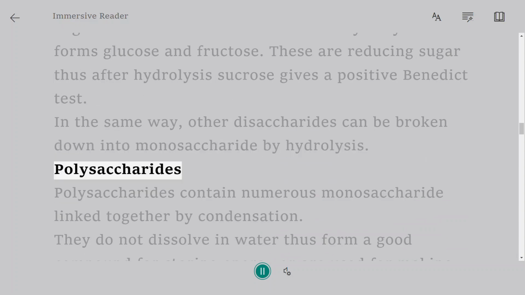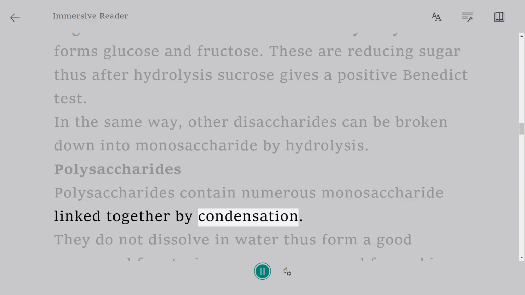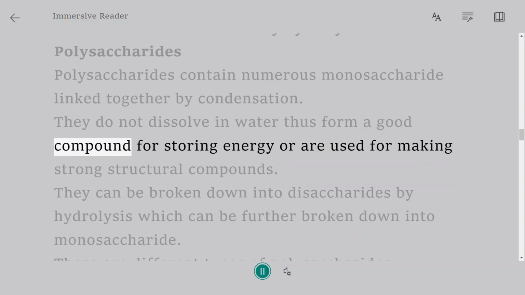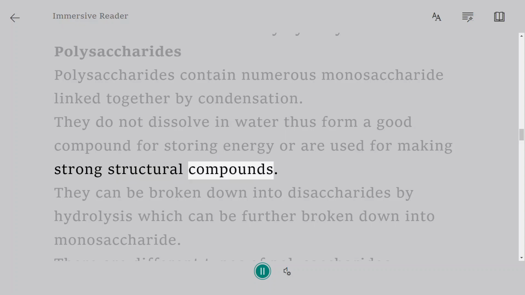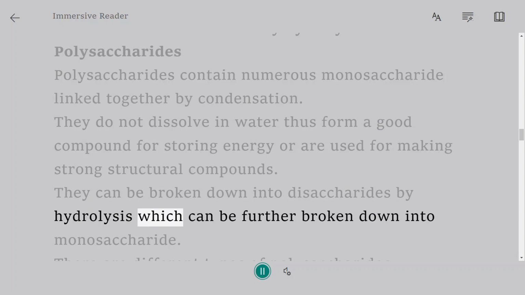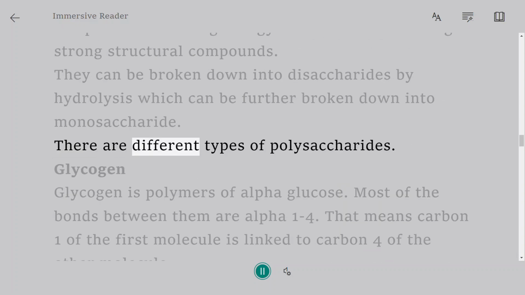Polysaccharides. Polysaccharides contain numerous monosaccharides linked together by condensation. They do not dissolve in water, thus form a good compound for storing energy, or are used for making strong structural compounds. They can be broken down into disaccharides by hydrolysis, which can be further broken down into monosaccharides. There are different types of polysaccharides.